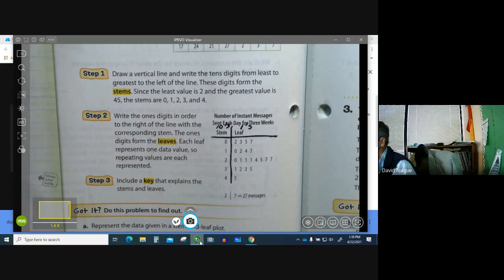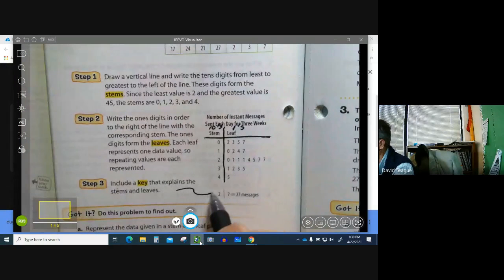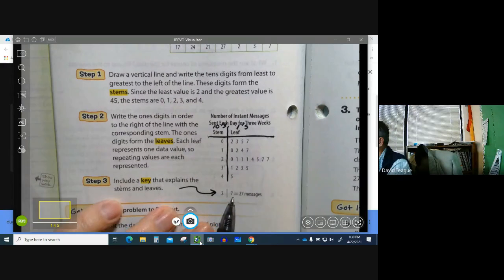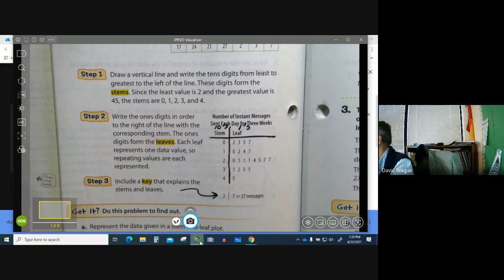Okay. So the last step is include a key that explains the stems and the leaves. So this is your key here. This is your 10th place. This is your ones place. So this is what is called a stem and leaf.